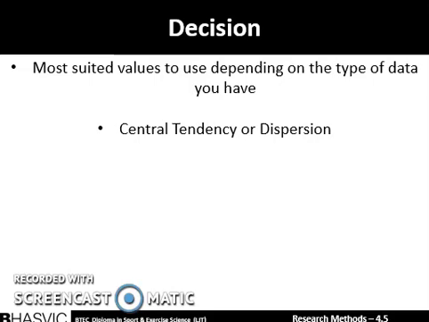For example, the mean and standard deviation are both most appropriate to be used when the data is either interval or ratio rather than nominal or ordinal, whereas the median, range and interquartile range can be used when the data is either ordinal, interval, or ratio, and finally the mode is appropriate to be used for all four of these types of data, these being nominal, ordinal, interval, and ratio.